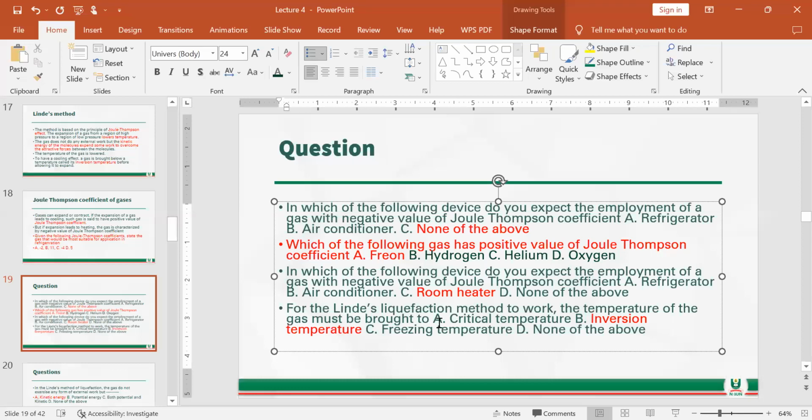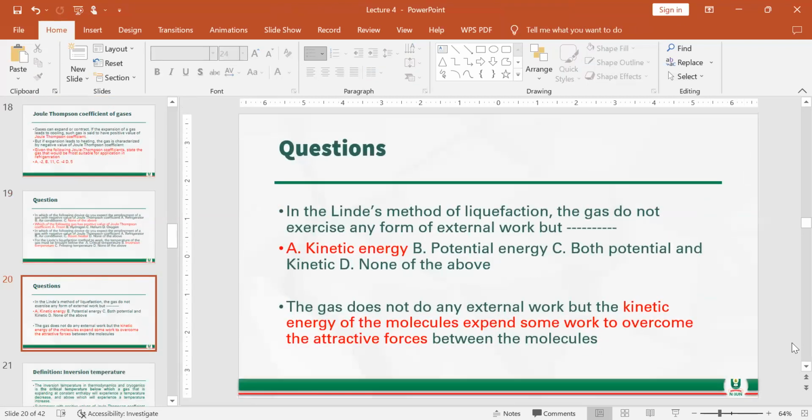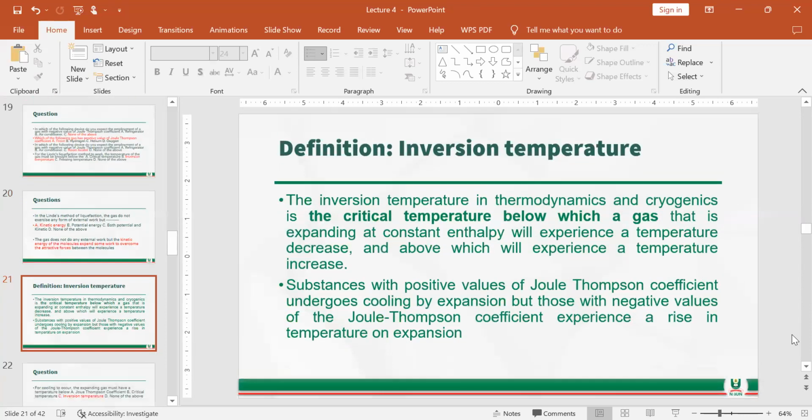For the Linde's liquefaction method to work, the temperature of the gas must be brought to what? Must be brought below the inversion temperature. In the Linde's method of liquefaction, the gas does not do any form of external work, but what? The kinetic energy of the molecules. So the gas does not do any external work, but the kinetic energy of the molecules expends some work to overcome the attractive forces between the molecules. So that is what happens.